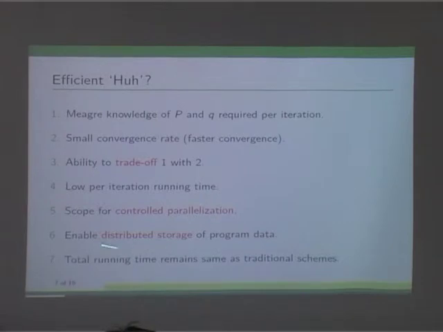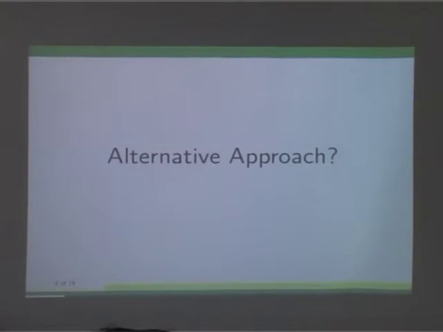Okay, and in spite of all this, the total running time. Total running time is the running time per iteration and the number of iterations. We don't want this to be very different from what traditional schemes take, like conjugate gradient or steepest descent.